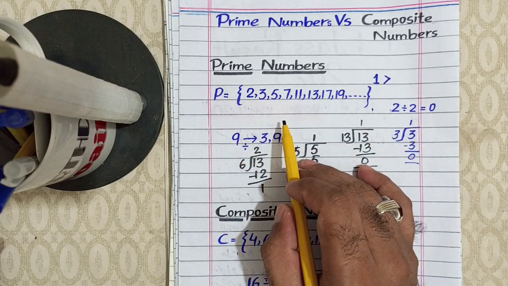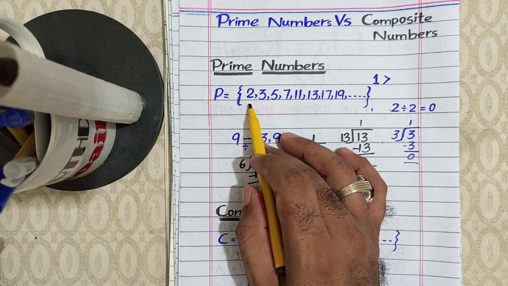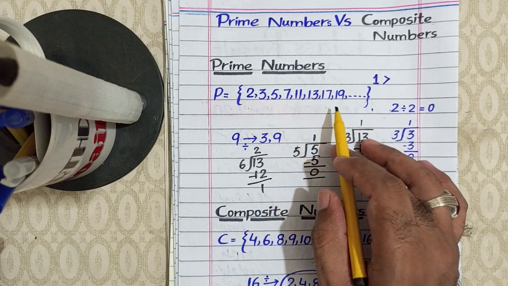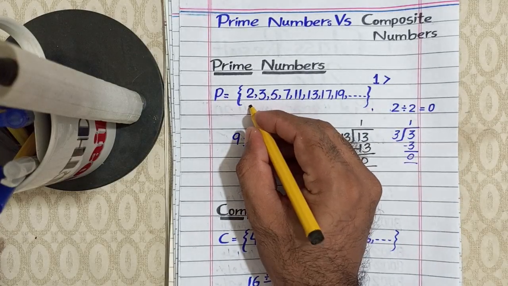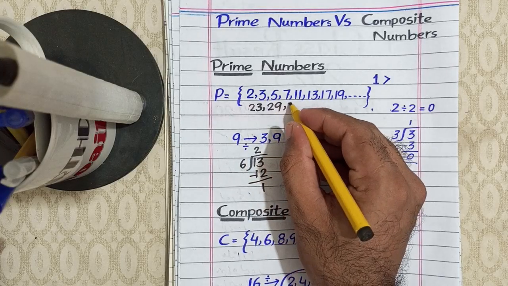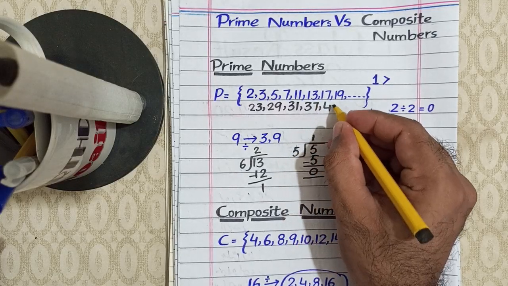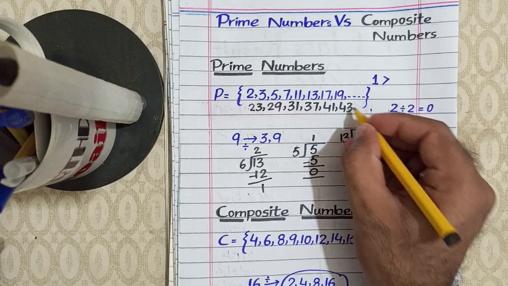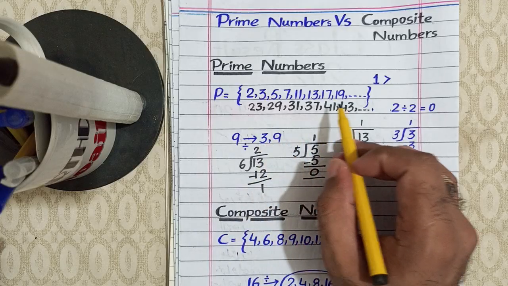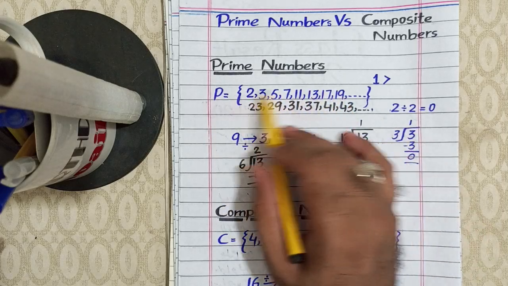So prime numbers are those numbers which are completely divided by themselves, not by other numbers. So for the set of prime numbers, we remember these numbers: prime numbers start with 2, 3, 5, 7, 11, 13, 17, 19, and other numbers 23, 29, 31, 37, 41, 43, and so on. All these numbers are prime numbers. So we remember these numbers 2, 3, 5, 7, and so on.